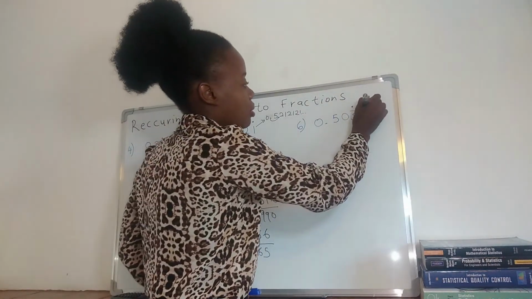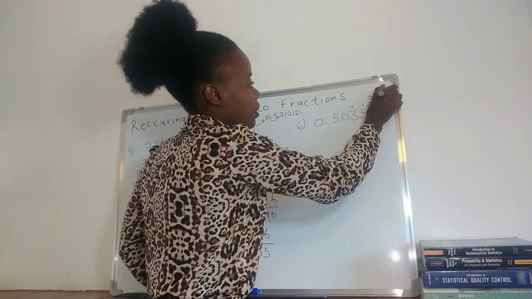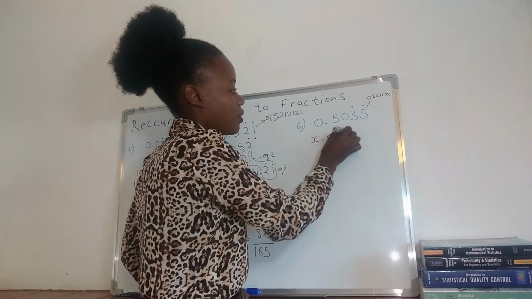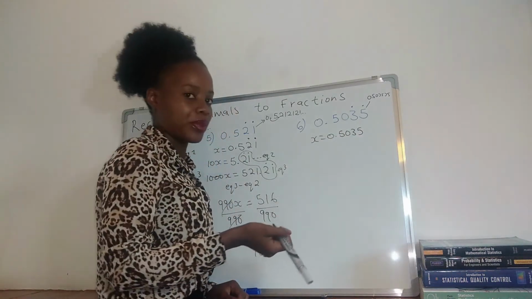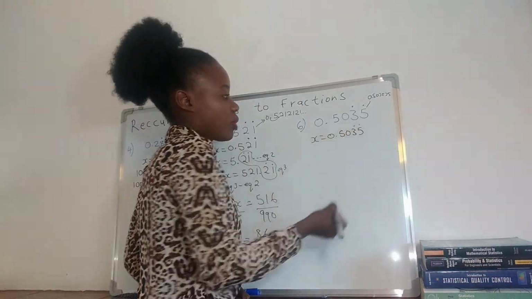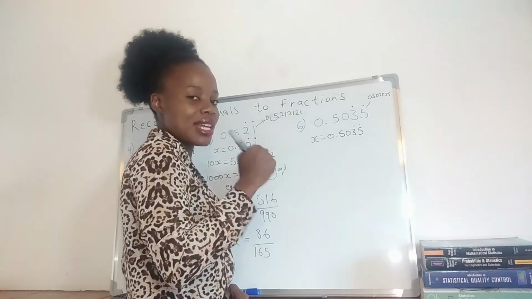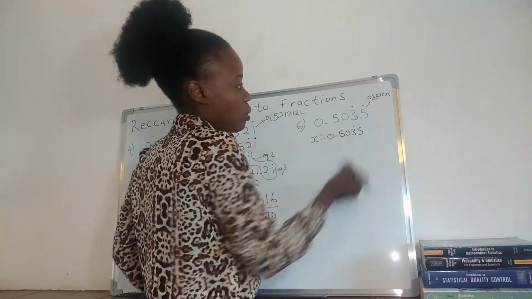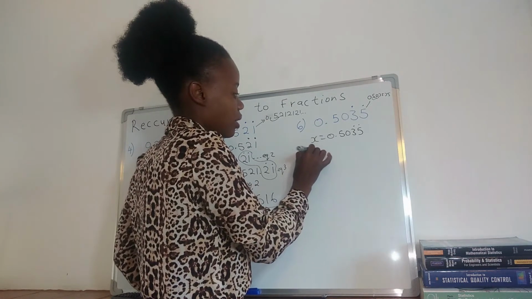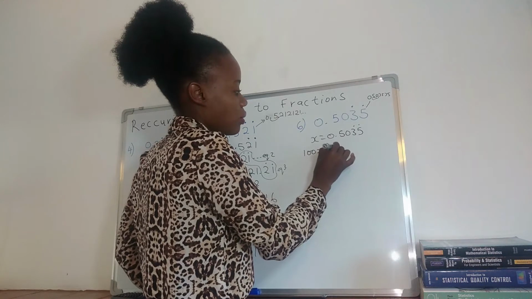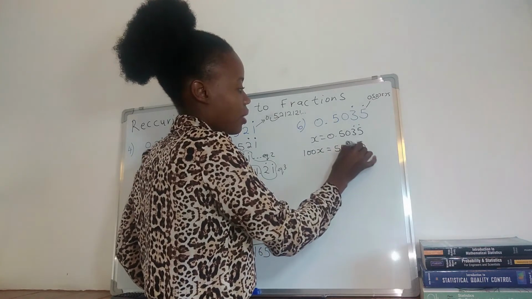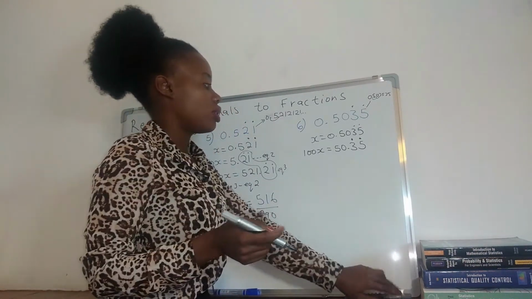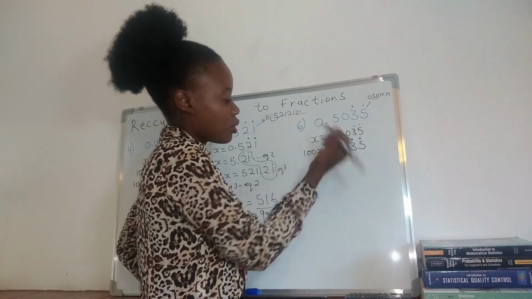Number 6, we have 0.5035 recurring. So we have 0.5035353535. Okay, let x be 0.5035 recurring. After this we want two equations where immediately after the decimal it's a recurring number. Okay, we multiply by 100, so we're going to have 100x equals to 50.35 recurring. Okay, and then we want after the decimal to be a recurring number.